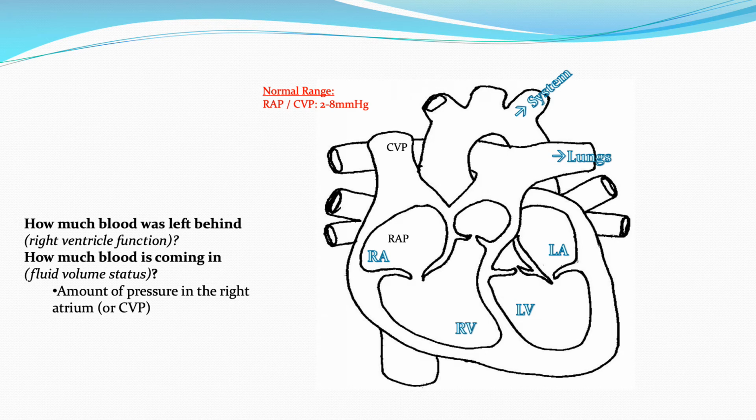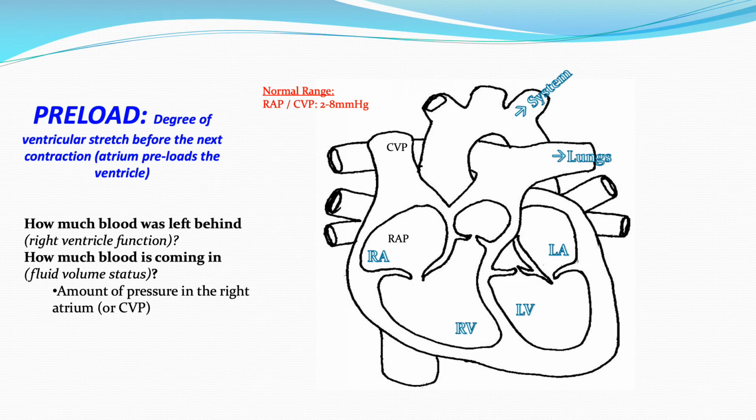Also, you see the word preload here at the top. Remember how ejection fraction and stroke volume and cardiac output and cardiac index, those all measured contractility. Well, CVP and RAP measure what's called preload. Now, preload can be defined in a few different ways, but essentially it describes the amount of ventricular stretch before the next contraction. Now, this might be a little confusing.